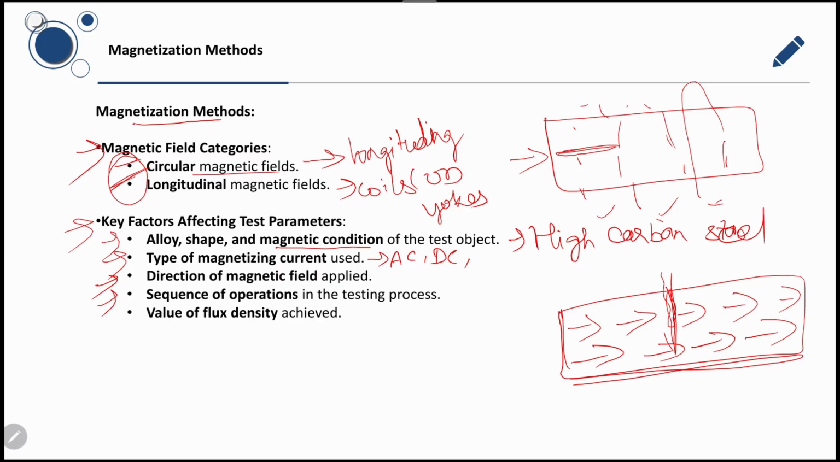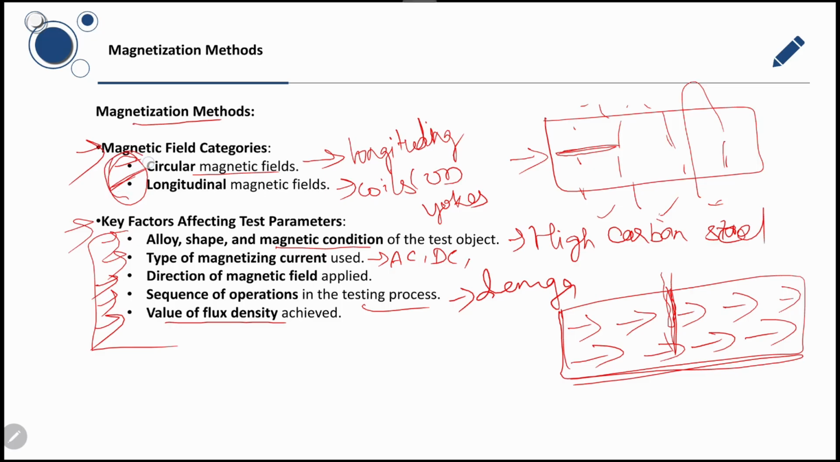The next one is the sequence of operations in the testing process. Proper order of magnetization, application of particles and demagnetization. These all ensure accurate results. The next topic is the value of flux density achieved. The strength of the magnetic field must be high enough to reveal the defects, but not so high that it causes excessive background indication. So these are the key factors affecting the test parameters.